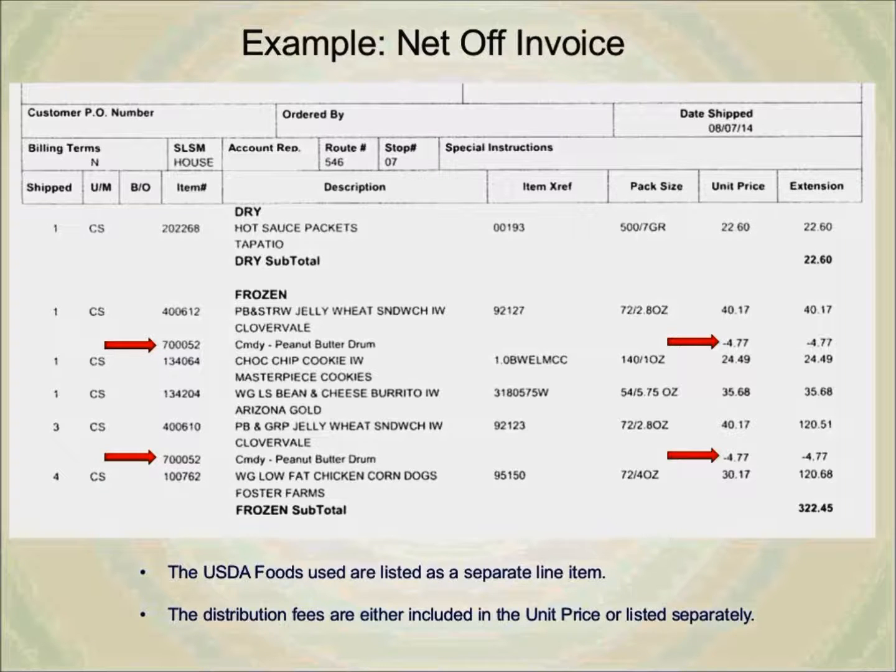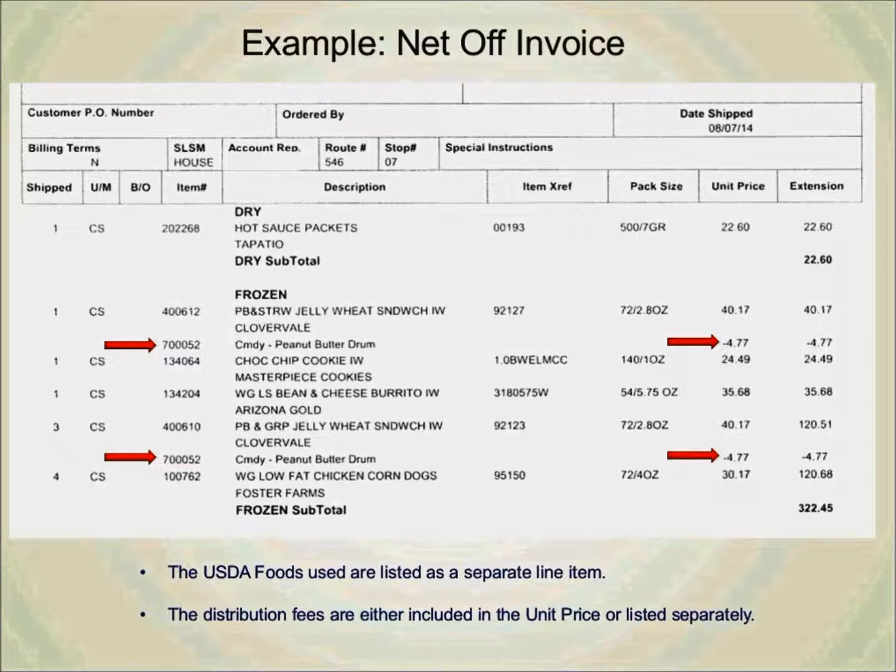Okay, this is an example of an NOI invoice. Each USDA Foods item is required to be listed as a separate line item. The amount discounted per case is listed under the unit price, which is multiplied by the number of cases shipped. For instance, the first item that uses USDA Foods on this invoice is the peanut butter and strawberry jelly wheat sandwich, which uses USDA peanut butter. The value for the peanut butter is $4.77 per case. This number can be verified on the SCPDS, which we will be looking at soon. There is only one case of this item, so the value pass-through is $4.77.